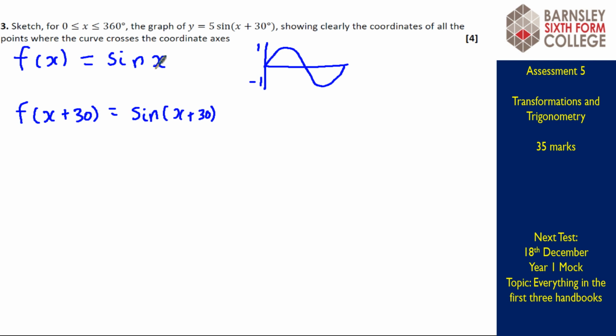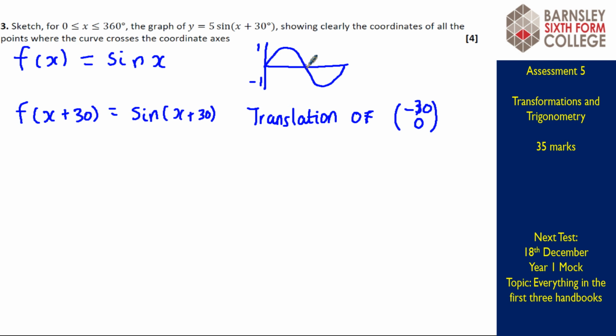So going from sine x to sine x plus 30, this is a translation, because we're adding. When we add or take away, it's a translation. It's affecting the x's, because you're adding 30 to all your x's. So remember, when it's changing the x direction, it does the opposite of what we'd expect it to do. So we actually have to take away 30 from all our x values.